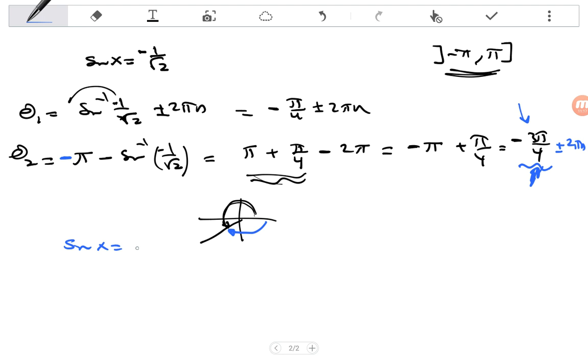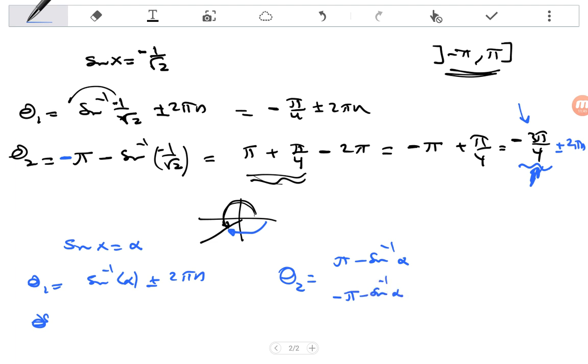the solution for sine x equals alpha to be the first angle theta. It is just the inverse sine of alpha plus 2 pi n. For the second basic angle, it would be pi minus sine inverse alpha, or it would be minus pi minus sine inverse alpha.